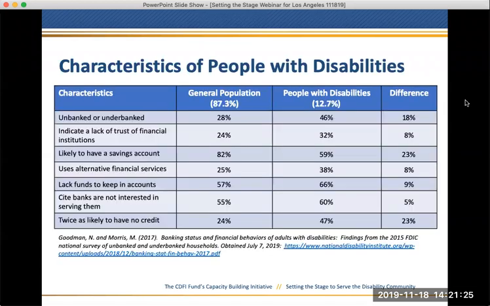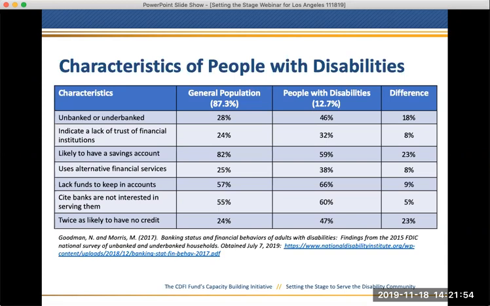Next slide, please. Some of you may be familiar with this study that was completed by the National Disability Institute recently, which utilized data from the FDIC National Survey of Unbanked and Underbanked Households. Similar to the statistics we just reviewed on socioeconomic status, in this study, people with disabilities were found to have significant banking disparities than other unbanked or underbanked households that took part in the survey.